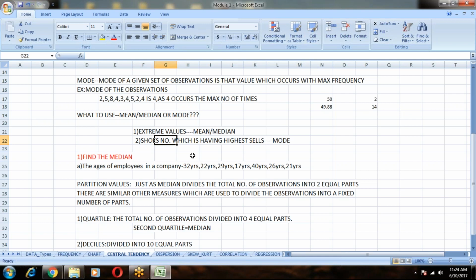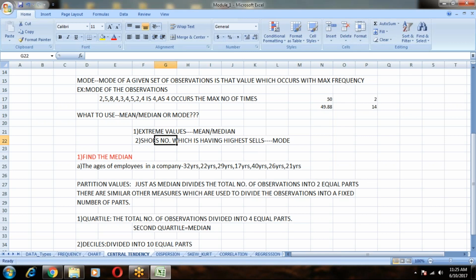Which shoe number is having the highest sale? Suppose shoe number 5 is having the highest sale. Highest sale means the highest number of occurrences. Most of the people have bought this shoe number. So that means the number of occurrences is highest for this shoe size. This is what your mode is: the value for which the number of occurrences or the frequency is highest, which occurred most frequently, is the mode.